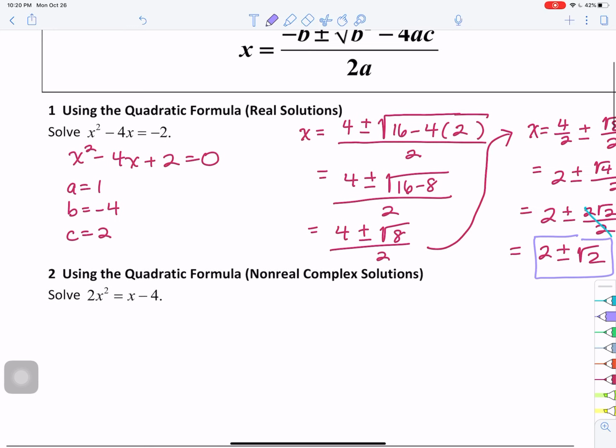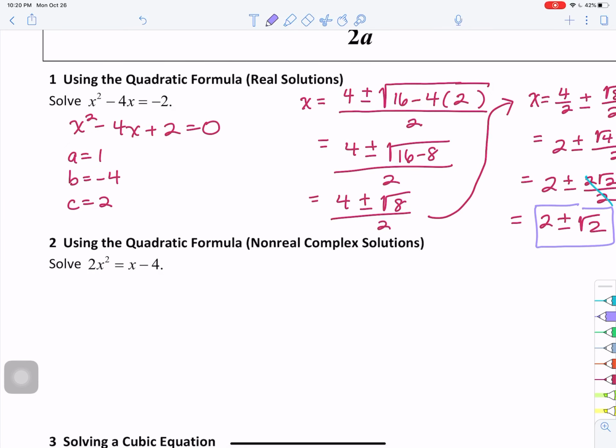It's very nice. Okay, how about this? I want to point out something. Do you see that what is under that square root, that discriminant, that b squared minus 4ac is a positive number? If it's a positive number, then we have real solutions. So that is a good thing to recognize.